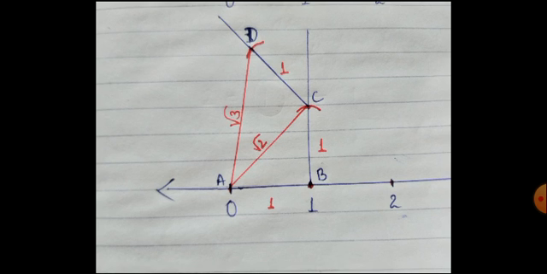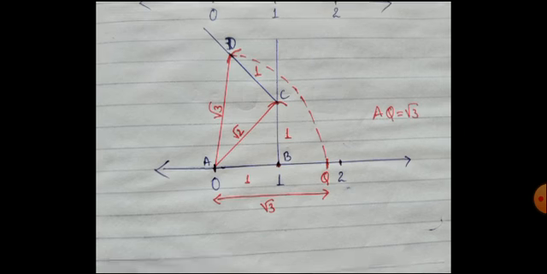We have to represent this root 3 on the number line. So, we will take A as center and radius AD. Using compass, we will draw an arc on the number line. We are getting a new point Q on the number line. This AQ distance is root 3. So here it is the representation of root 3 on the number line.